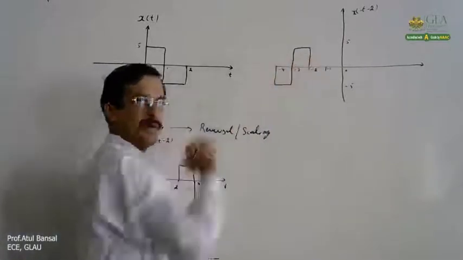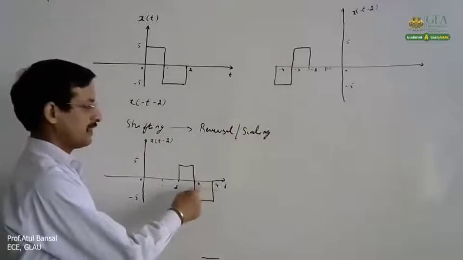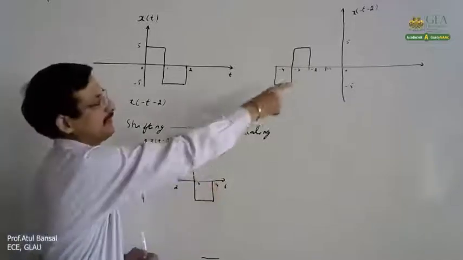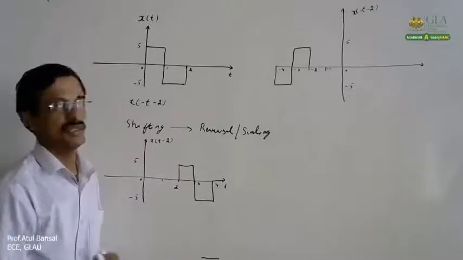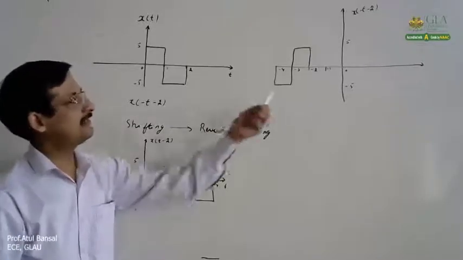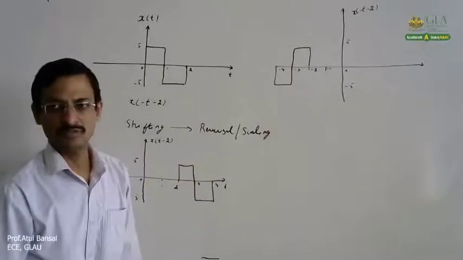The pulse from 2 to 3 will now happen at minus 2 to minus 3. From 3 to 4, there was a negative pulse. This will happen at minus 3 to minus 4. So that is what is done. First apply shifting, then do the reversal or scale.